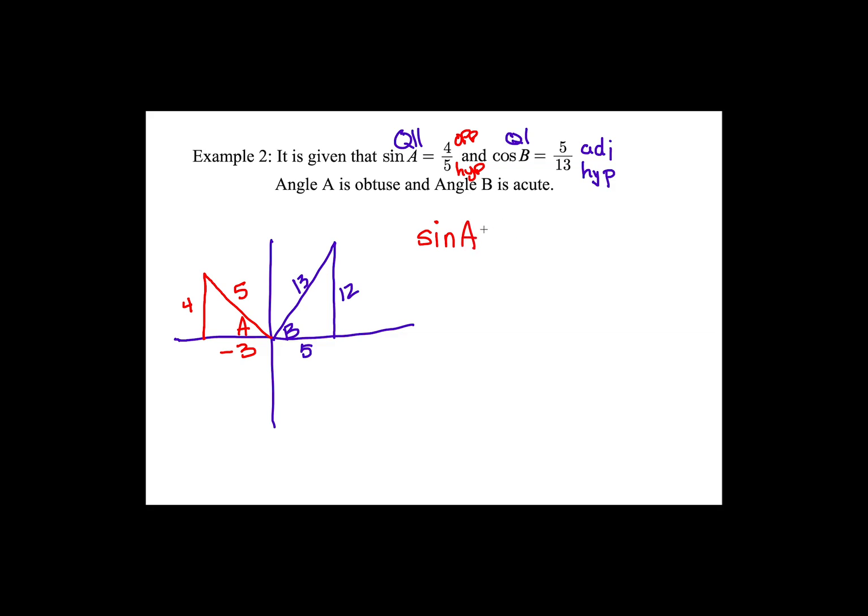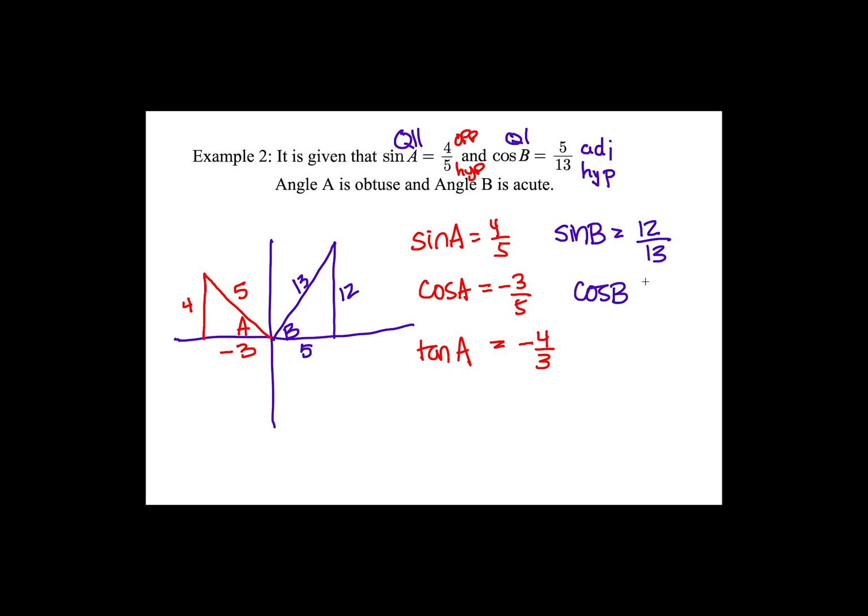So sine of A is 4 over 5. The cosine of A is negative 3 over 5. And the tangent of A is negative 4/3. The sine of B is 12 over 13. The cosine of B is 5 over 13. And the tangent of B is 12 over 5.